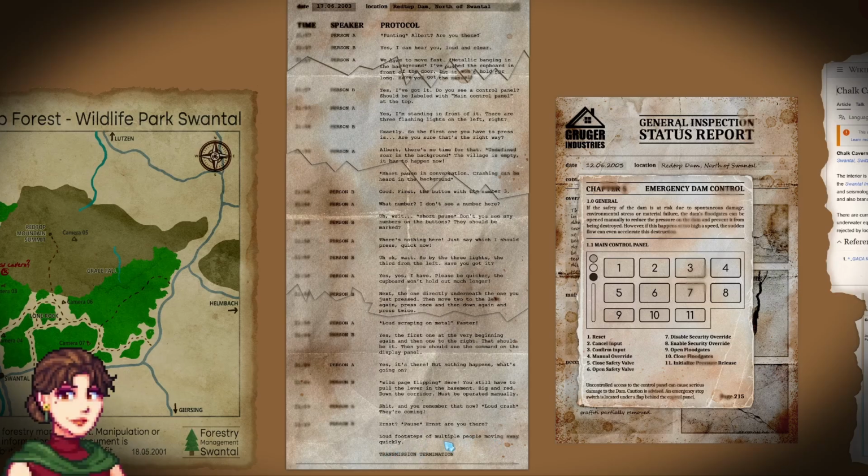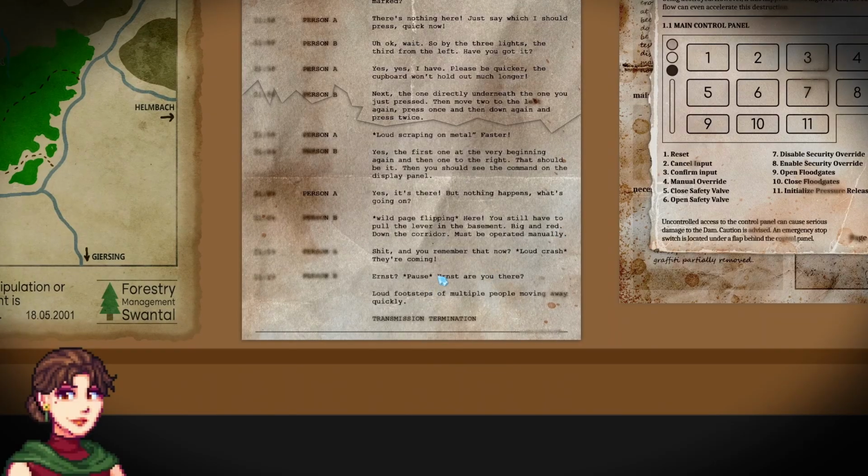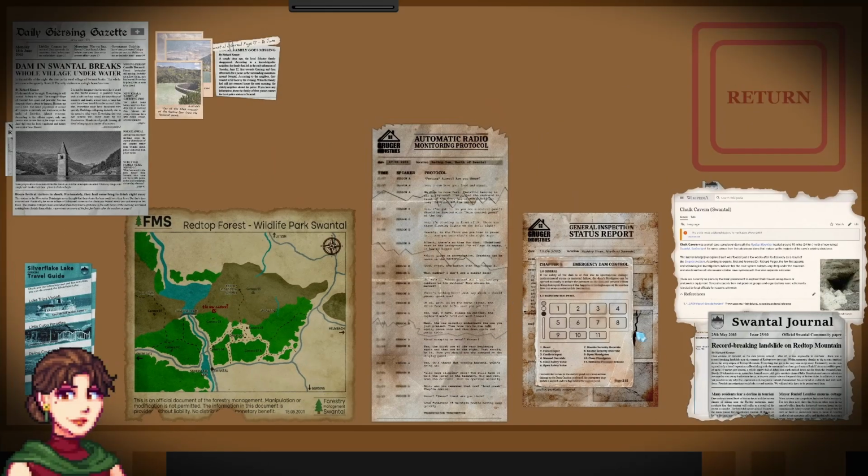Loud footsteps of multiple people moving away quickly. Wait, people? I just realized, people. What do you mean people? They're coming. Ernst, are you there? Loud footsteps of multiple people moving away quickly. You mean it's not just the one creepy fiend? There's people as well?